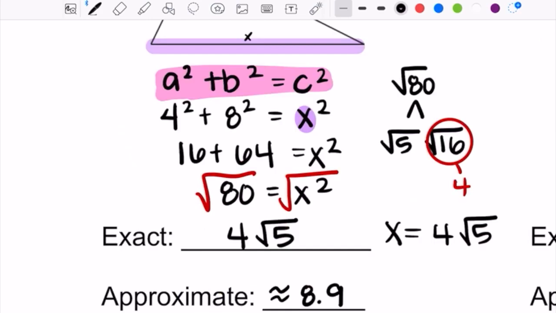This particular question also asks us to approximate the value of the length of the side that we're solving for. And so you can type either the square root of 80 into your calculator, or you can type 4 square root 5 into your calculator, and you'll get the same answer. It's approximately 8.9. So the length of the hypotenuse is approximately 8.9. We want to make sure we write our answer both ways.